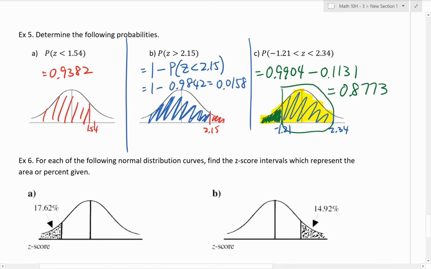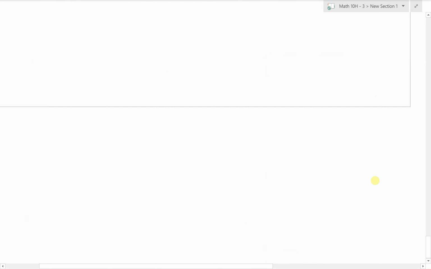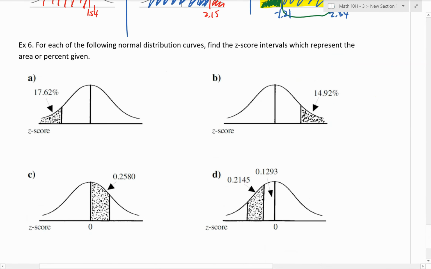Okay, now we're going to go backwards and find the Z-score, because now I give you the area. Here it gives you a percentage, so what you need to do is convert it into a decimal. So 0.1762. We're looking for the Z-score that will give us the area of 0.1762.